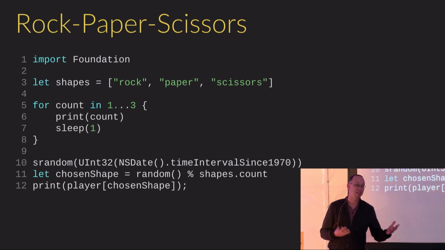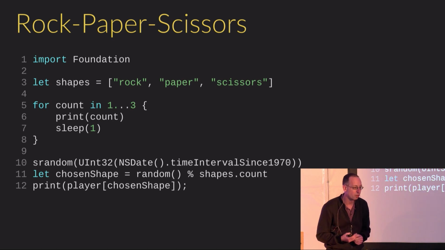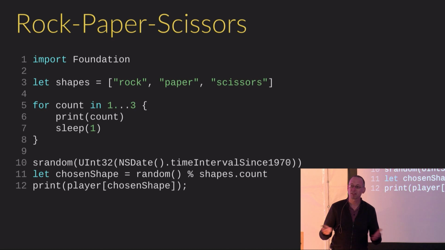Line 11 picks a number between 0 and 3. That's what the modulo does. And then we print out the particular choice. So nice little application, doesn't do very much.